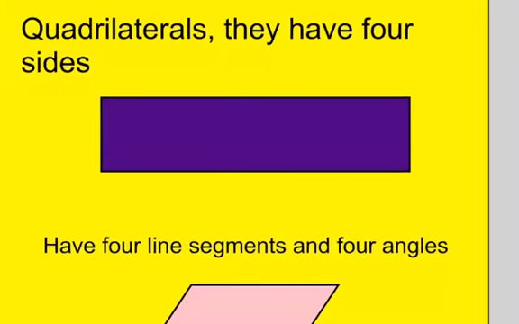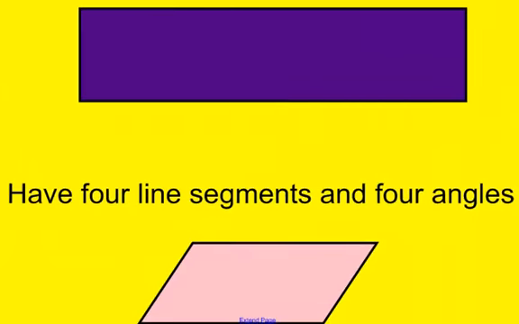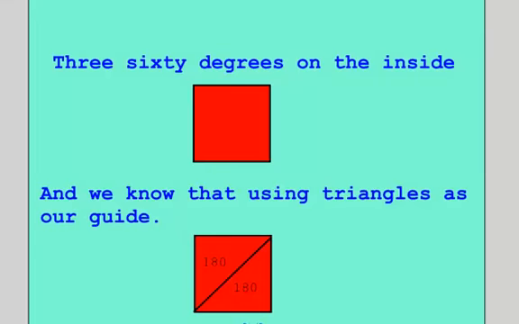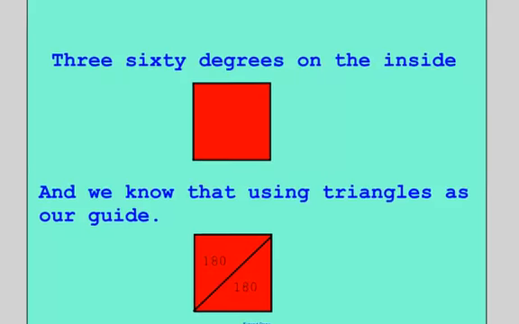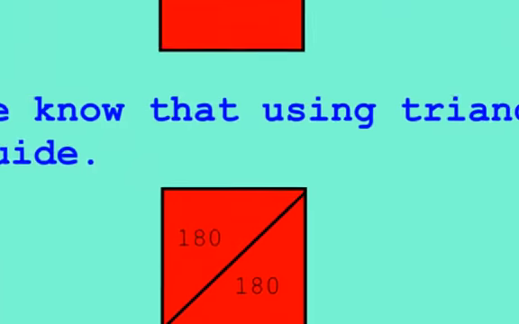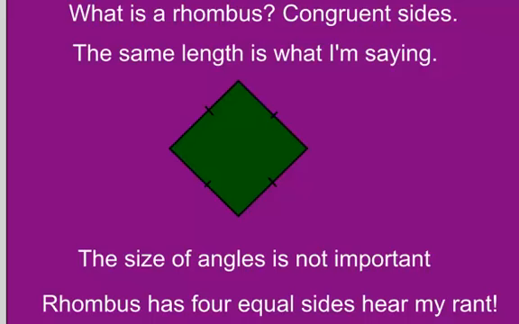Quadrilaterals have 4 sides, 4 line segments, and 4 angles, with 360 degrees on the inside, and we know that using triangles as our guide. What is a rhombus? Congruent sides, the same length is what I'm saying. The size of angles is not important. A rhombus has 4 equal sides.